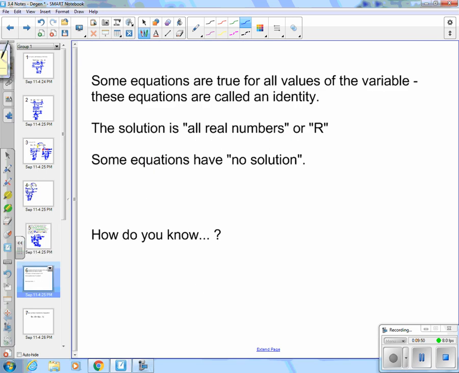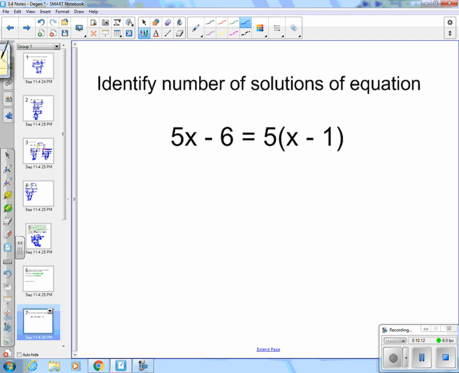Some equations are true for all values of the variable. These equations are called an identity. And so what we need to know is that when the solution is all real numbers, we can write an R, or we can write the words all real numbers, and some equations have no solution. It's like, how do we know which one is which? Well, let's take a look here.